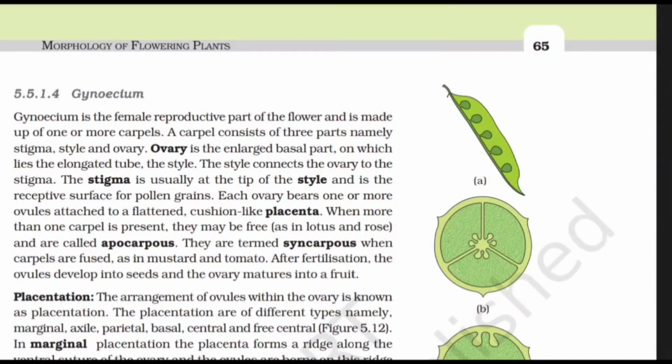When more than one carpel is present, they may be free, as in lotus and rose, and are called apocarpous. They are termed syncarpous when carpels are fused, as in mustard and tomato. After fertilization, the ovules develop into seeds and the ovary matures into a fruit. Placentation. The arrangement of ovules within the ovary is known as placentation. The placentations are of different types, namely marginal, axile, parietal, basal, central, and free central.